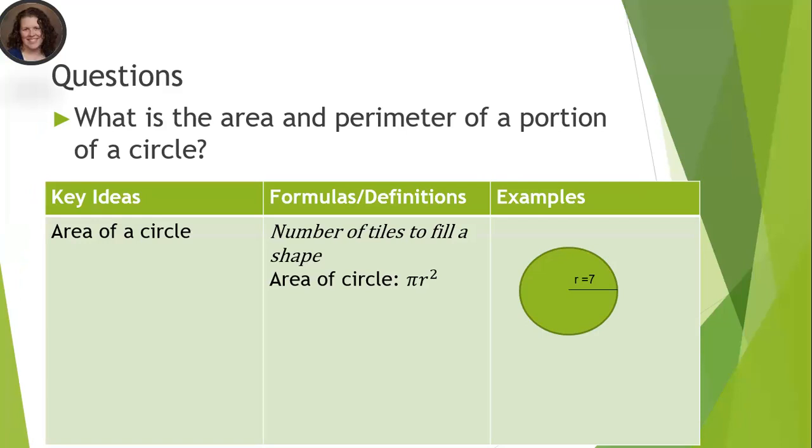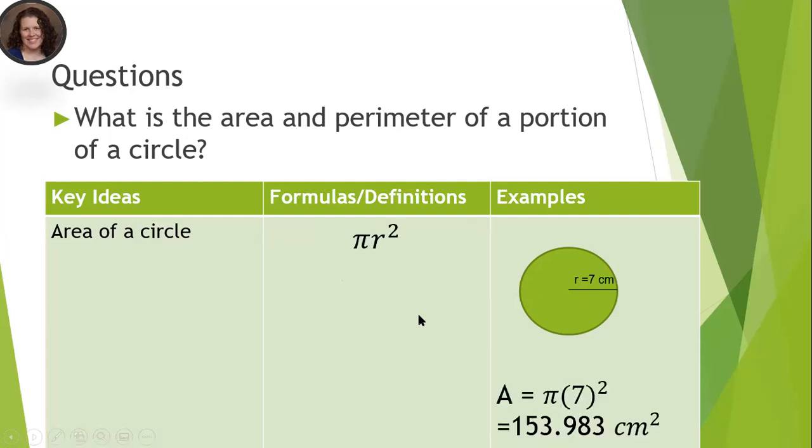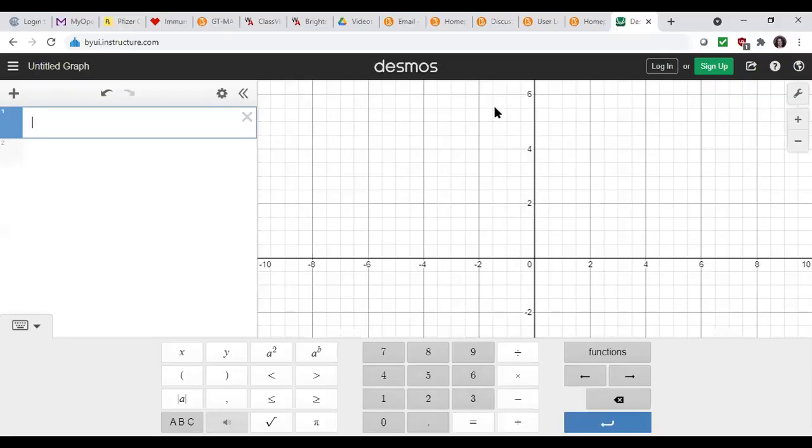R is the radius. Radius is from the very center of the circle to the edge. And it doesn't have to be any specific edge, just from the very center to any edge, and it'll always be the same. So in my example, I've got this circle here. It's got a radius of 7. So that means our area is going to be pi times 7 squared, which is going to be 153.938. I'm going to move over to Desmos and show you what that's going to look like.